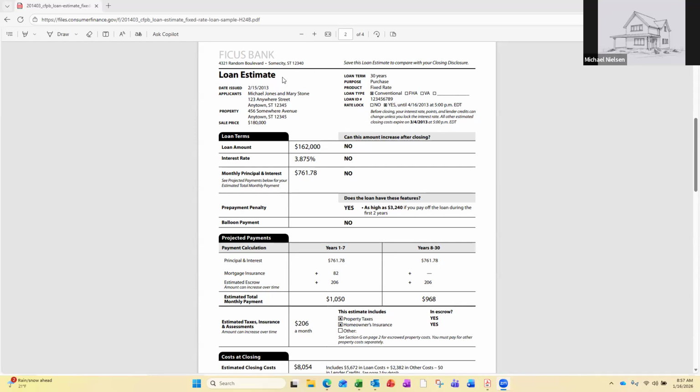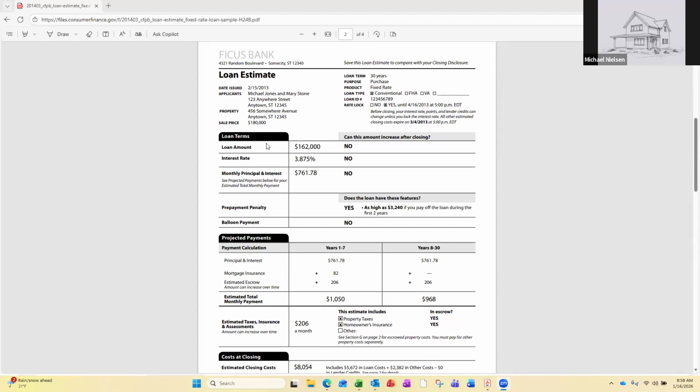This is just where all the detailed information is: date issued, your names, property address, the sale price, type of loan you're going for, right? Purchase, if it's a conventional, FHA, VA, loan ID, if the rate's locked and until when. That's very important when you're looking at multiple lenders. Is it locked? Is it floating still? Because if the rate's floating, then it could change tomorrow, right?